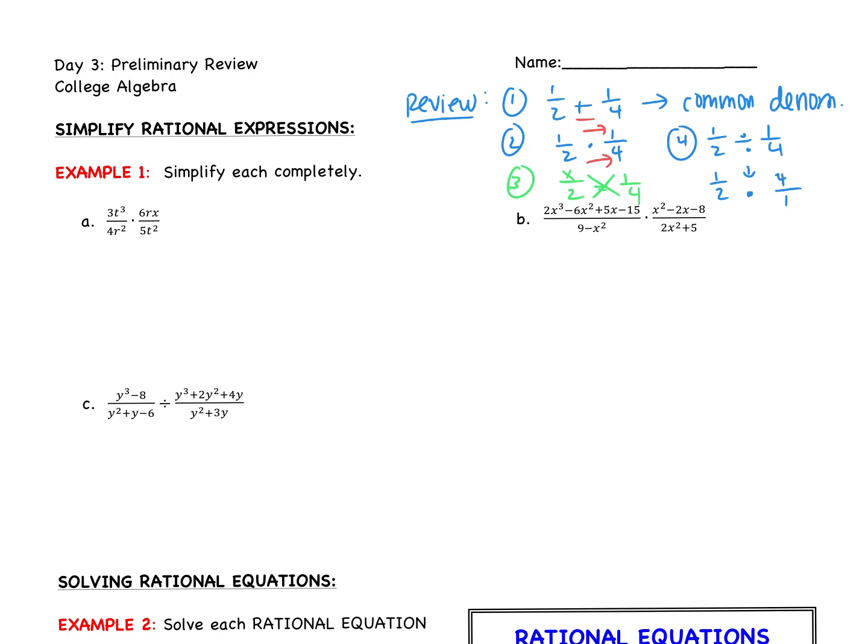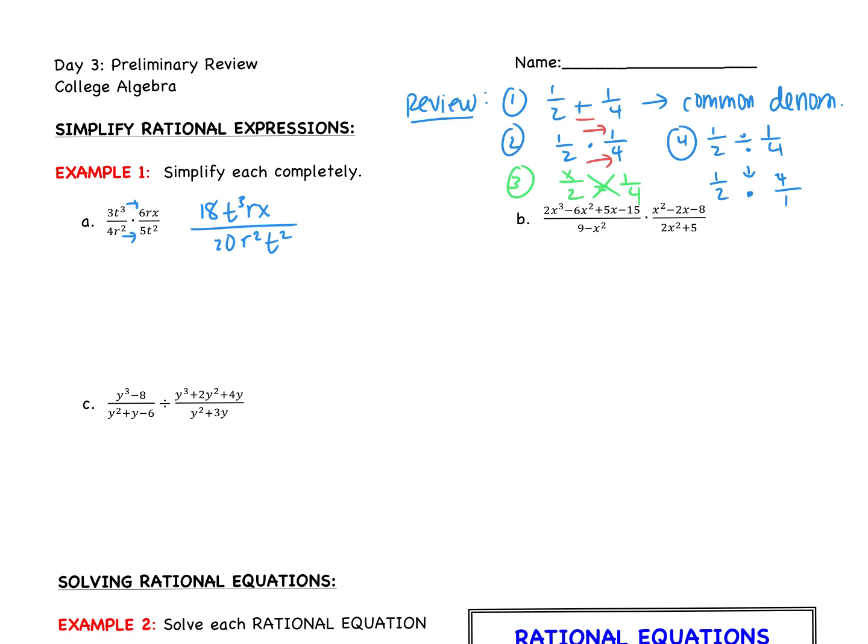Okay. If we go to example 1a, it says simplify completely. We're going to notice that we're multiplying. What I'm going to choose to do is start by multiplying. So we multiply across numerators, denominators. In the numerator, 3 times 6 is going to give us 18 t cubed r x. In the denominator, 4 times 5 is going to give us 20 r squared t squared. The order that you put the variables doesn't matter.